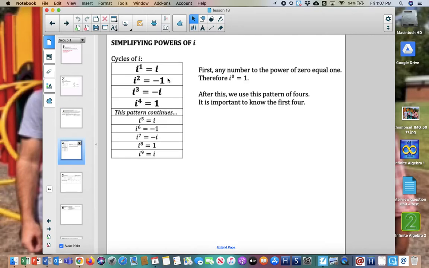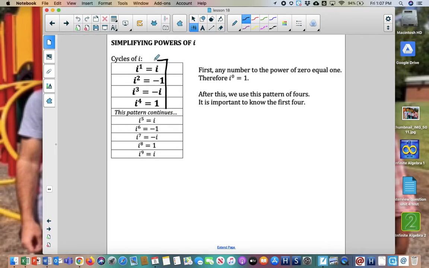So the first one is being able to simplify i to a power. So really, there are 4 that you just have to learn, and you should write these down, and you should learn them. So the first thing is anything to the 0 is 1. So just like we practiced from the last lesson, lesson 17, when we were practicing our exponent rules, x to the 0 was 1 because anything to the 0 is 1. So therefore i to the 0 is 1. So anything to the 0 power is 1.